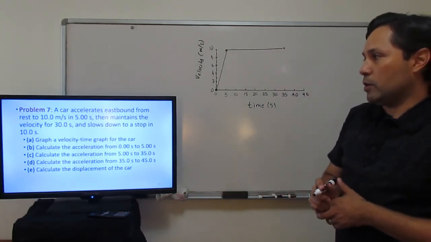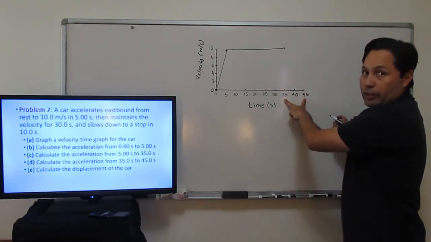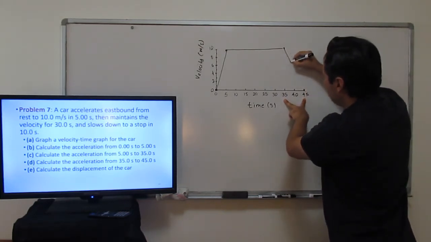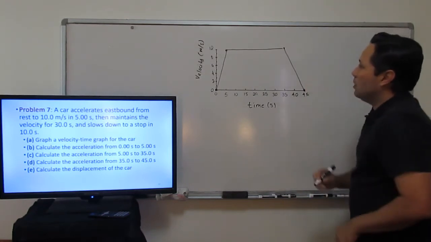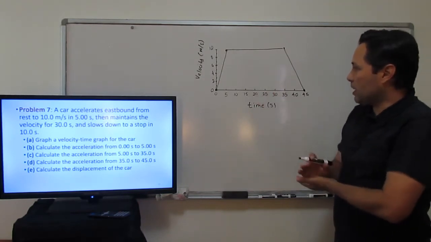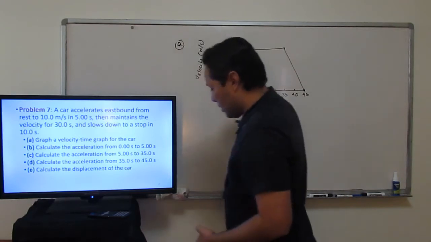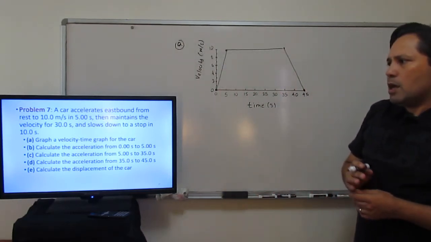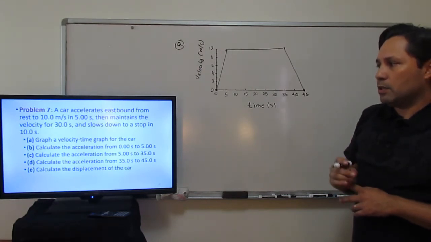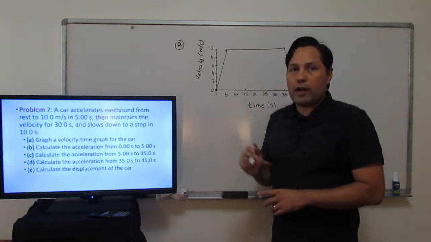Next, the car slows down to a stop in 10 seconds. So from 35 to 45, there's your additional 10 seconds. And it's going to come to a full stop. So we're just going to do constant negative acceleration, slowing down. And there we have it. So that's part A. In part A, they ask you to please go ahead and draw it.